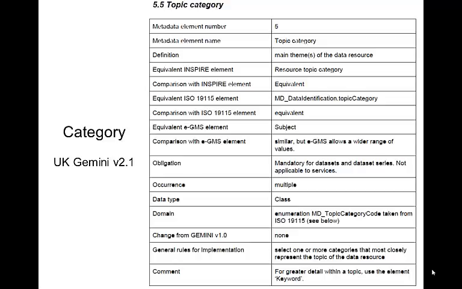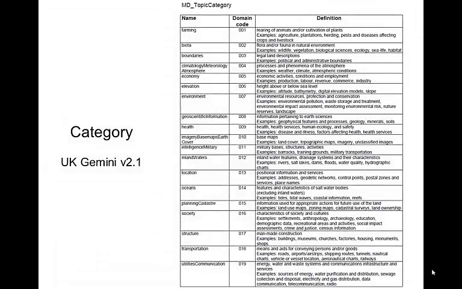Let's see, where is it? Class. Data type is a class. So this is an example with select one or more categories that most closely represent the topic of the data resource. So it's to do with demography, it's to do with environment, it's to do with habitat or something like that. So you've got a list of possible topic categories, keywords that you can associate with your metadata item.